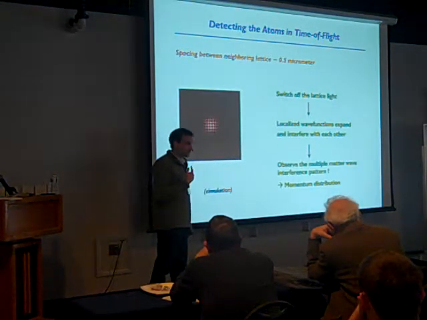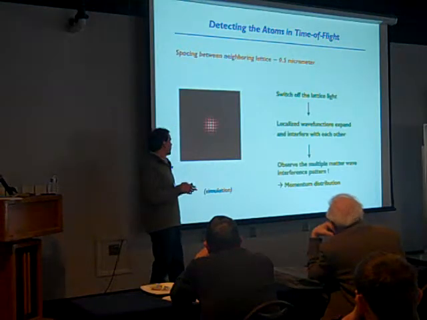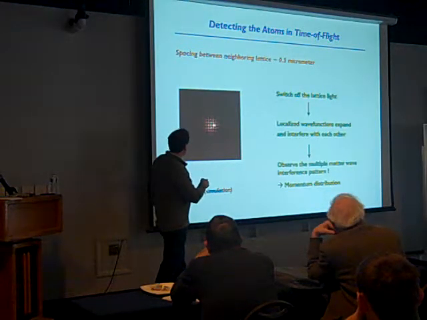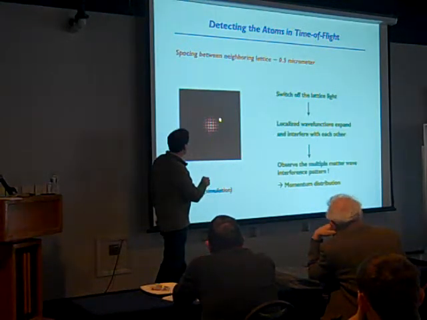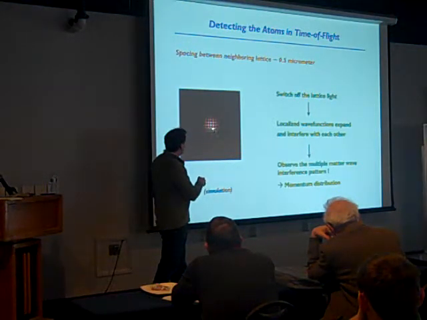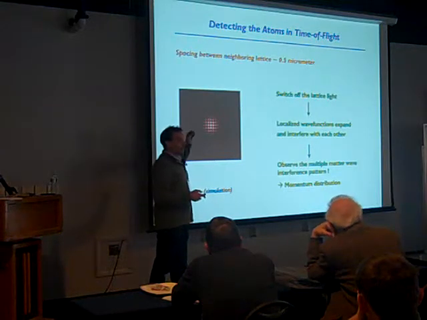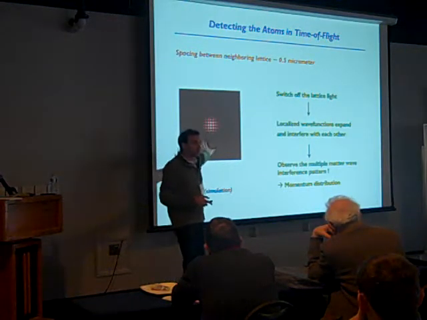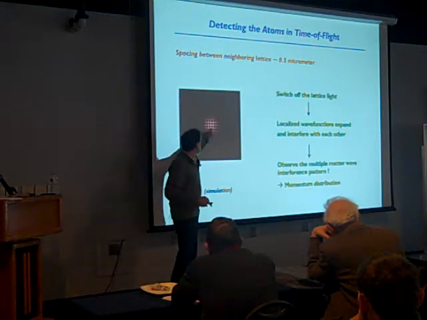Okay? The basic idea is, so here, this is a simulation. This is a small Bose-Einstein condensate loaded into the lattice, with only quite a few lattice sites in this case. In reality, we have about 100 times more lattice sites typically. And if we now trap them, what would happen if we switch off the lattice potential? To the atoms on one side, let's say.